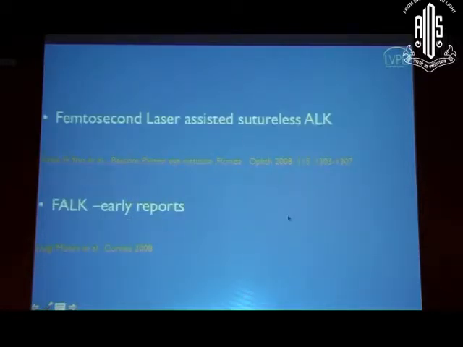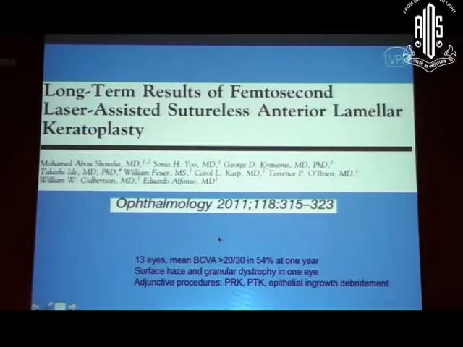The early results were published by the group at Bascom Palmer, and they had pretty encouraging results, with excellent outcomes in most of the patients. This series mentions the largest number, in which they had 13 eyes, and the mean best corrected visual acuity was as good as 20/40 in just a month's time postoperative, and this visual acuity was better than 20/30 in half of the group at 1 year.